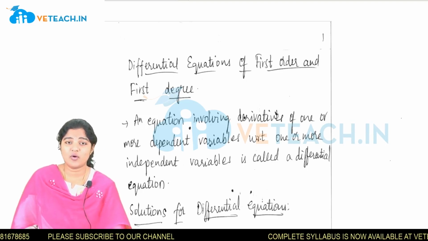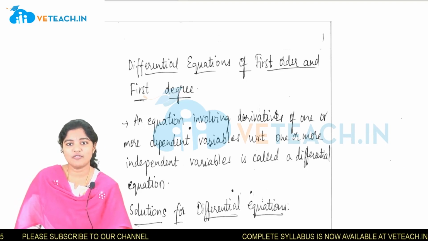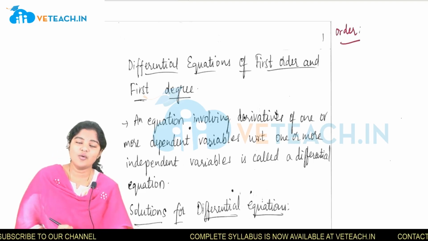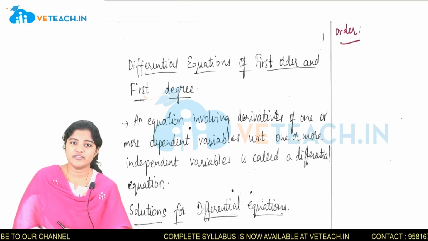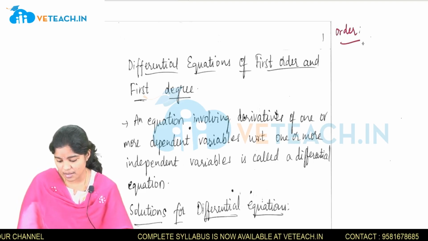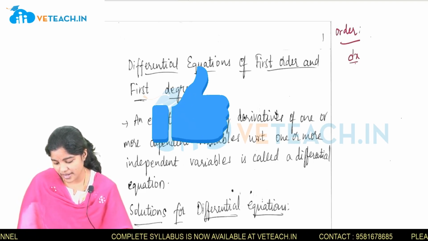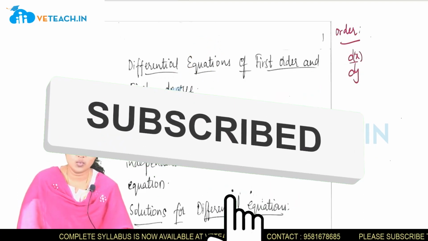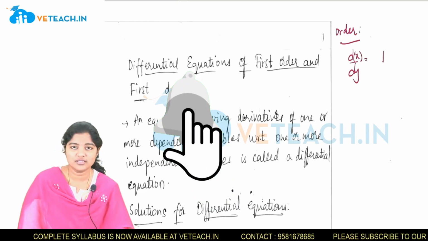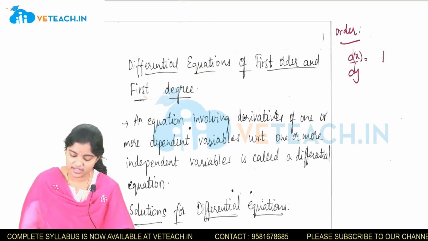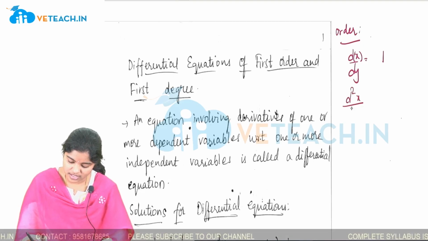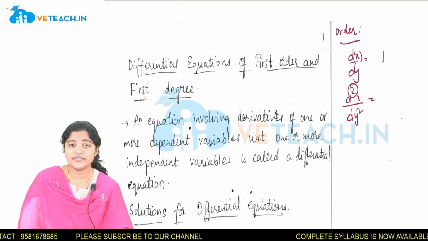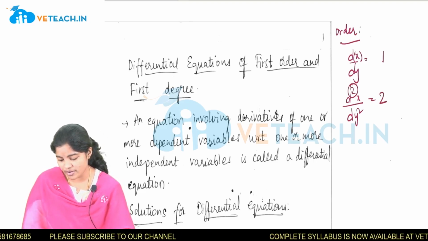So now let us see what is order of an equation and degree of a differential equation. Order is nothing but how many times you are differentiating the given equation. Take an example, suppose dx by dy. Here I differentiated this x variable with respect to y one time, so the order will be 1. Suppose I want to differentiate again, then d square x by dy square. Here the order will be 2 because I differentiated the variable x 2 times, so order is 2.